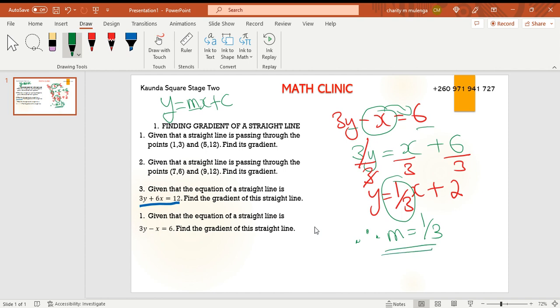So we have learned how to find the gradient when you're given coordinates and when you're given the equation of a straight line. Thank you very much.